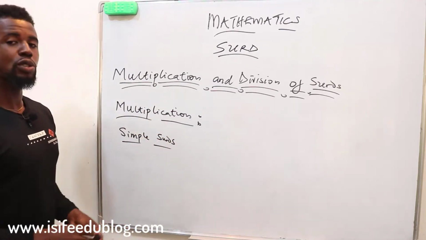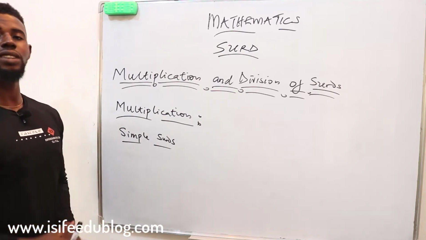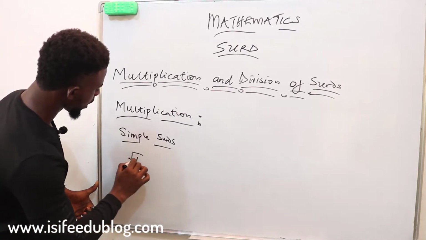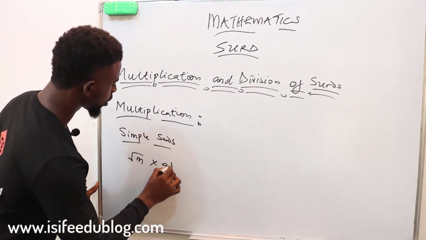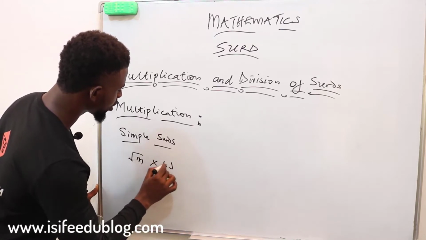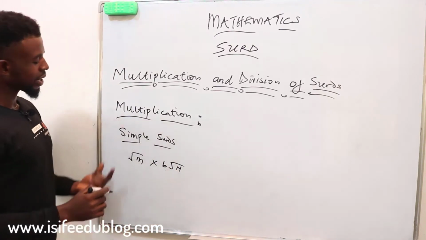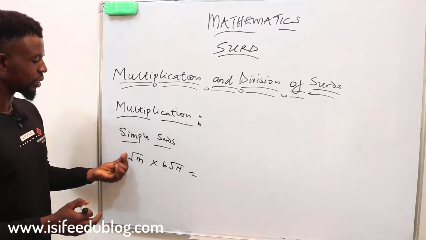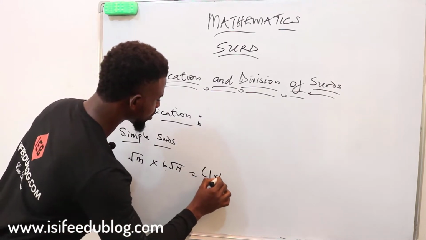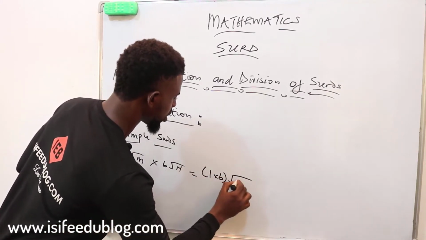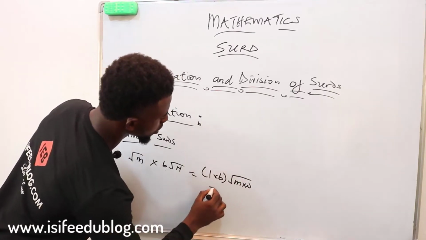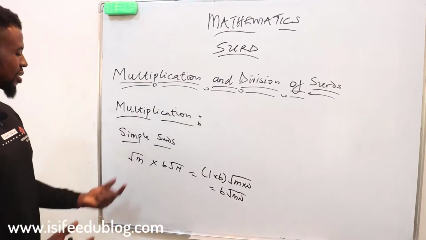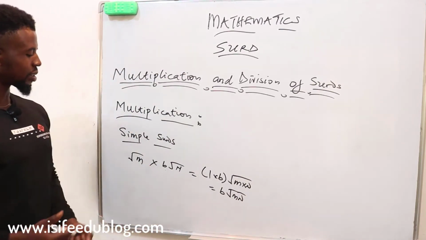Now, what do I mean by simple surds? Simple surds are singular surds. So, for example, if I have root m times, let's say, b root n. Now the solution to this is equal to, remember the coefficient we have here is 1, so I'll have 1 times b root m times n. So this is equal to b root mn. So surds of this nature are what we know as our simple surds.